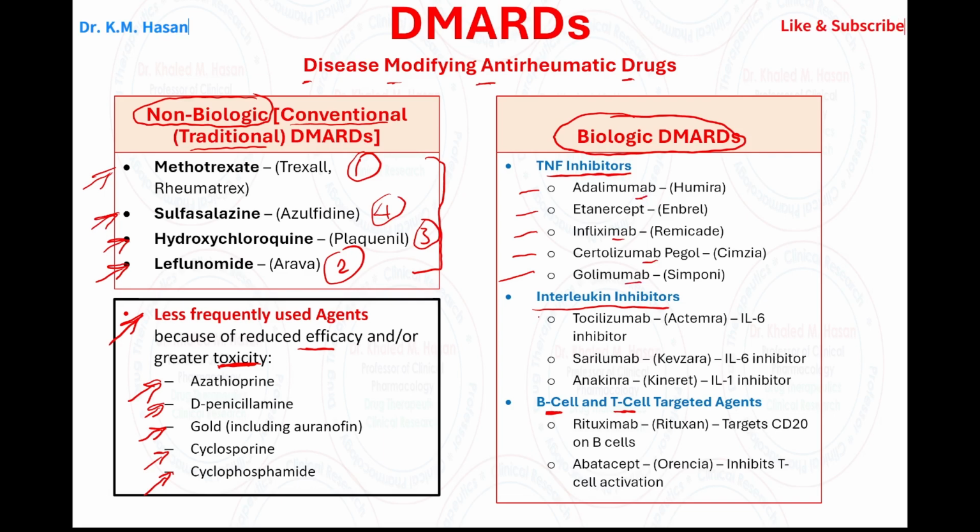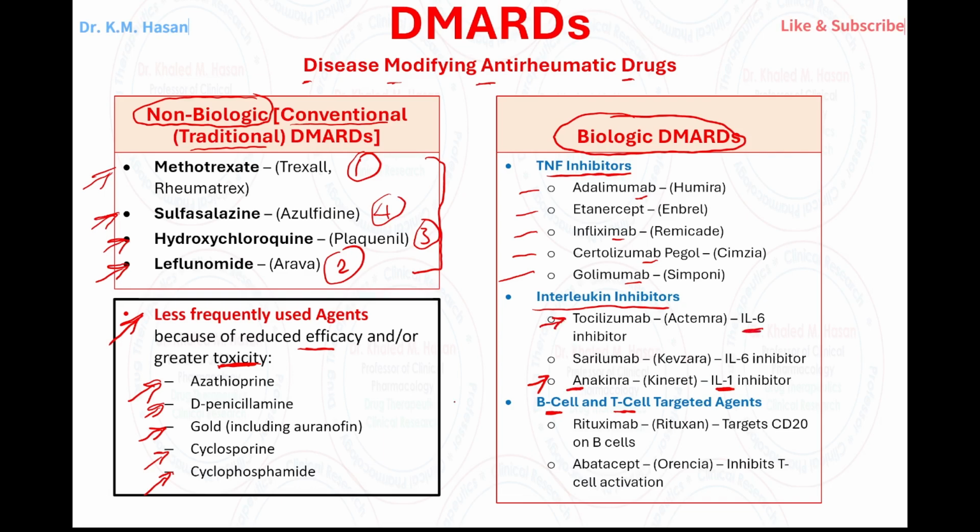Okay, interleukin inhibitor, we have two main medications. The first medication we have is anakinra. Anakinra mainly inhibits interleukin 1 and starts with A. Remember that anakinra inhibits interleukin 1. Then we have tocilizumab. Tocilizumab inhibits interleukin 6.